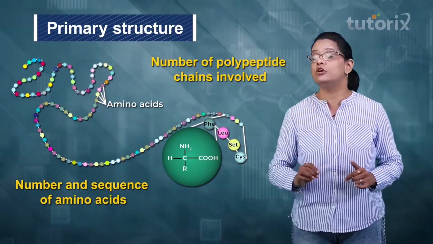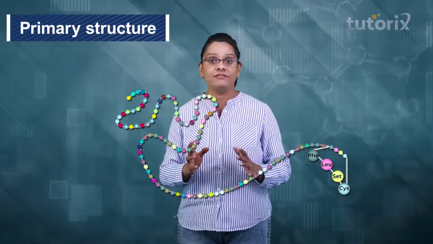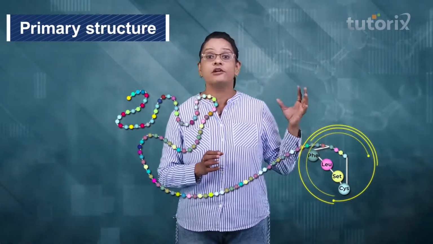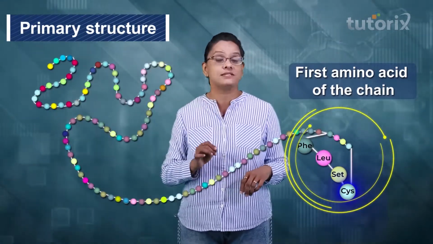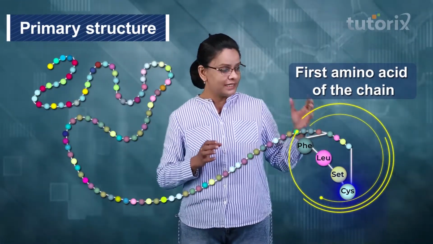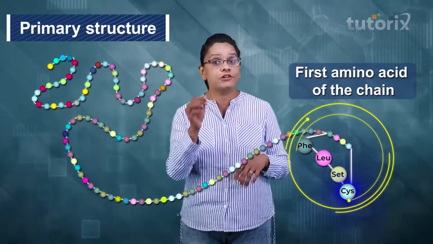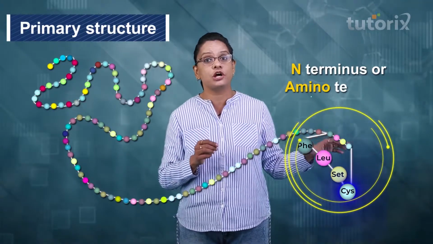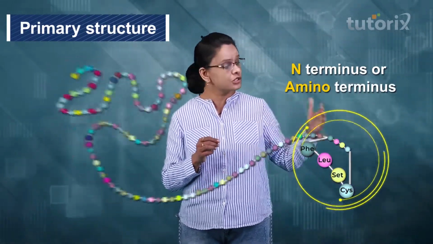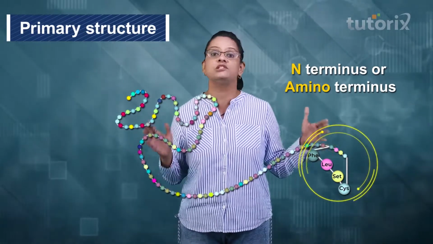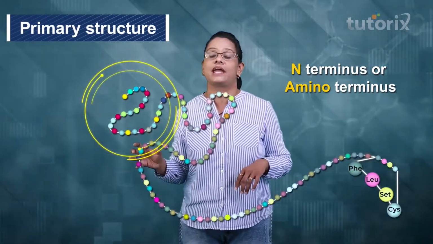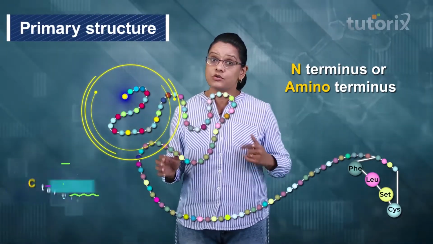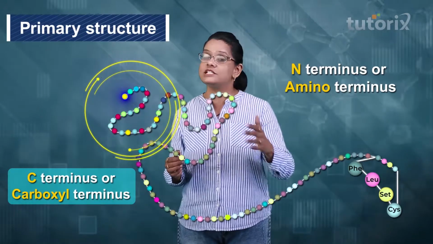Now guys, if we look at the primary structure, then friends, the left side of the primary structure is actually representing the first amino acid of the chain. So, this left side amino acid is the first amino acid, also known as N-terminus or amino-terminus amino acid. Right? So, this is the N-terminus of this primary structure. And the right side actually represents the last amino acid and is also known as C-terminus or carboxyl terminus amino acid.